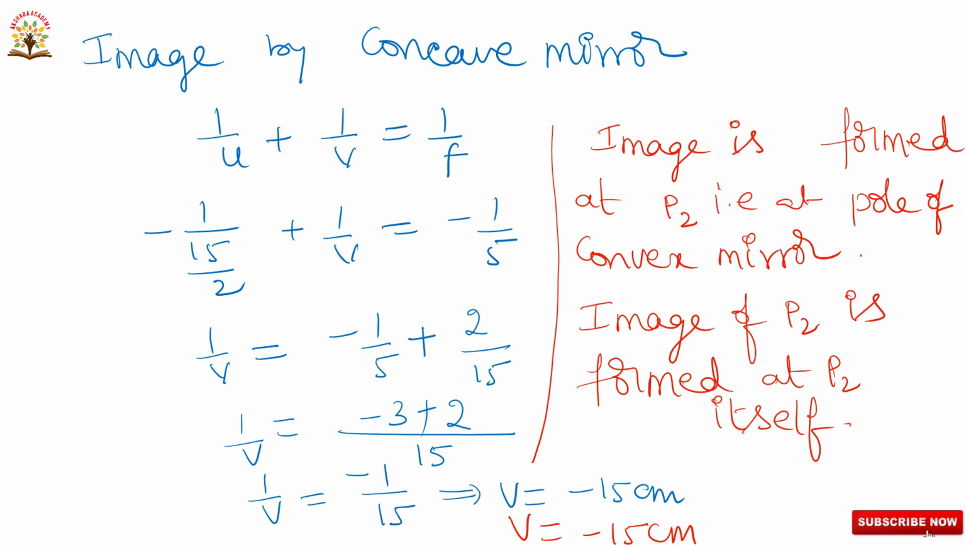Now this is the conclusion. Here we calculated the image by the concave mirror: v is equal to minus 15 centimeters.